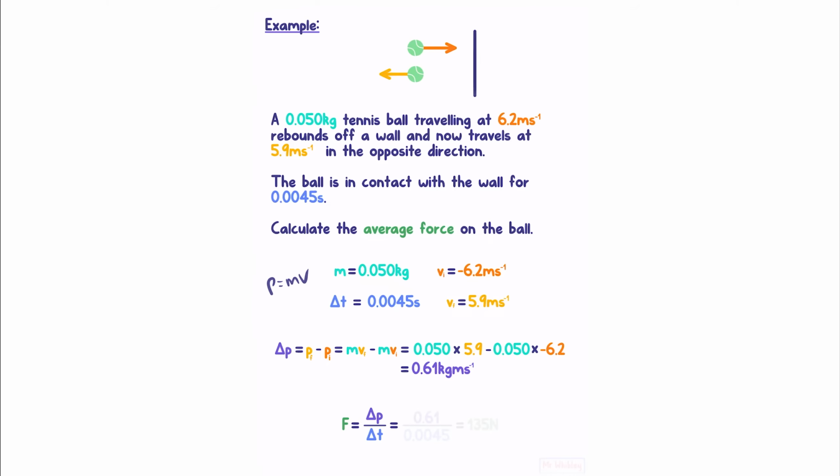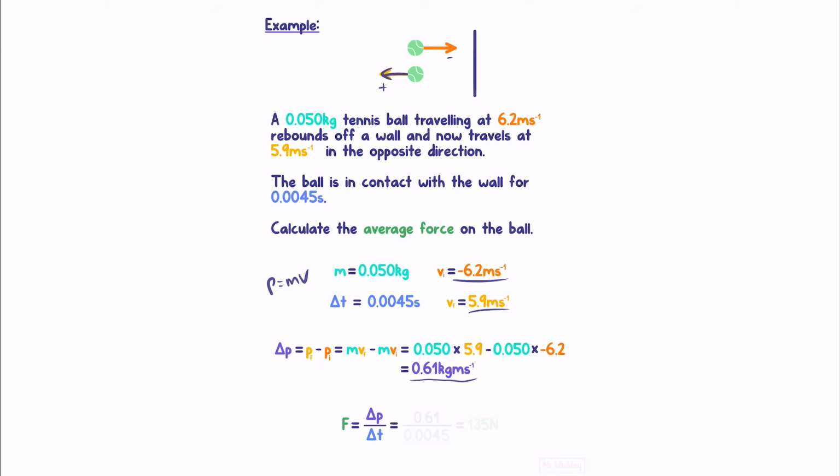Now back to the question of making velocities negative. The way I set this question up was that our 5.9 was positive and our negative 6.2 was negative. The fact that we've got a positive change in momentum out means that it's pointing in our positive direction, which we've defined up here as this direction.